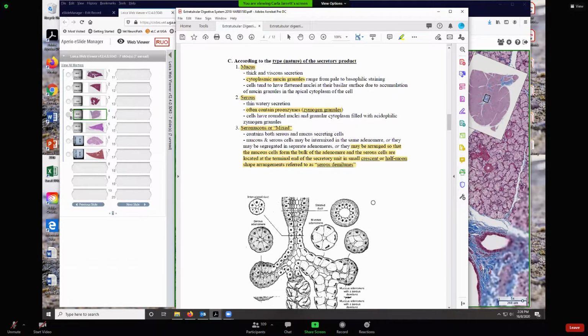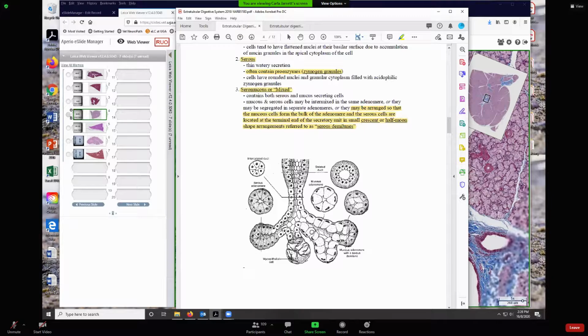That means the adenomere itself will be the tubular portion, and the beginning of the acinus will be mucus secreting. Then it will be capped with a baseball cap here, or a half moon. That's why it's called a demilune. Demilune, demi means half, or petite moon, a half moon of serous secreting cells. Or we may see a purely serous acinus, or we may see a purely mucus acinus.